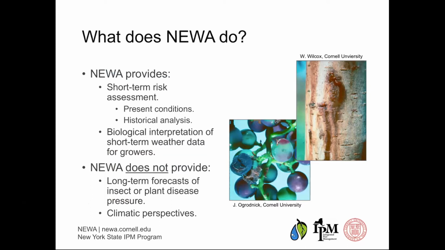This is in contrast to a step back where, hey, I want to figure out what I can expect in the next 3 months. You know, are we going to get X number of intense rainfall events and so on and so forth. So what NEWA does is short term, and there are other resources outside of NEWA, such as another program called Climate Smart Farming at Cornell that might provide longer term stuff. So I just wanted to make sure we have that distinction.